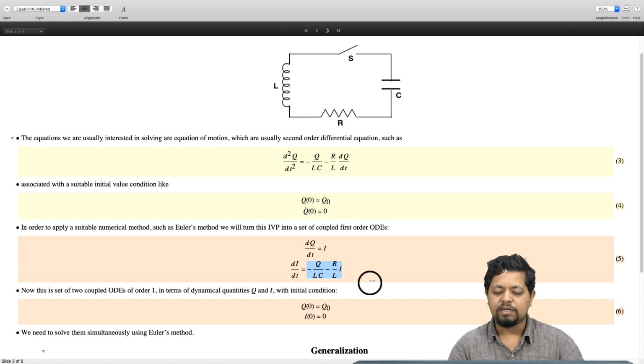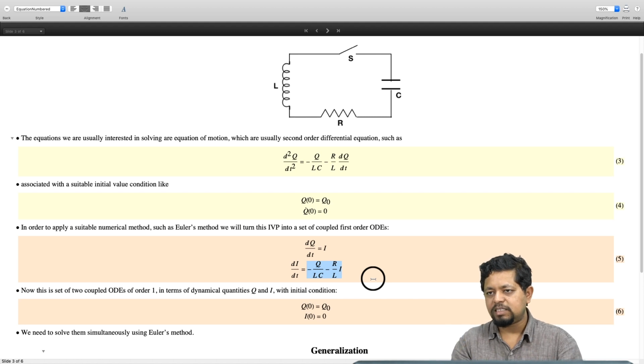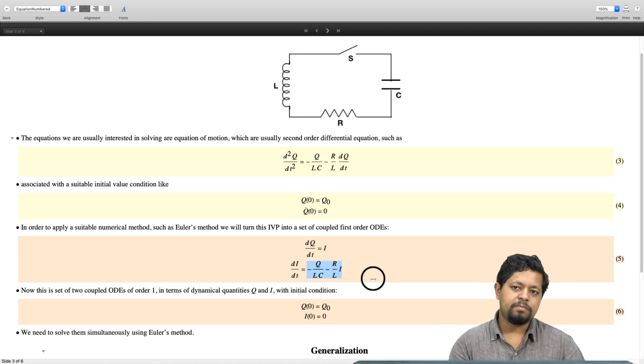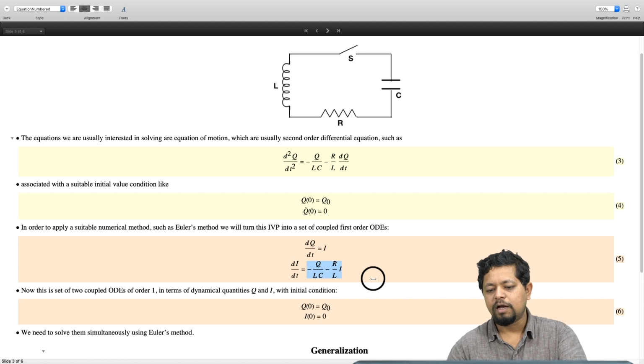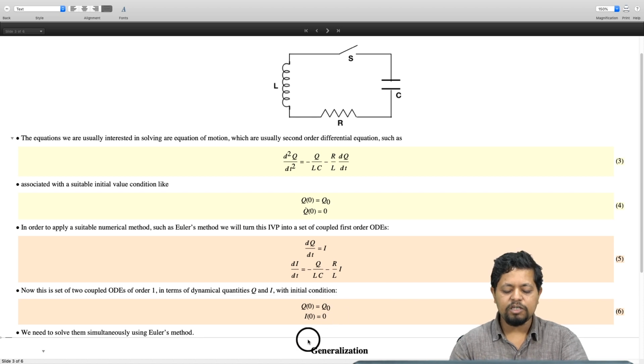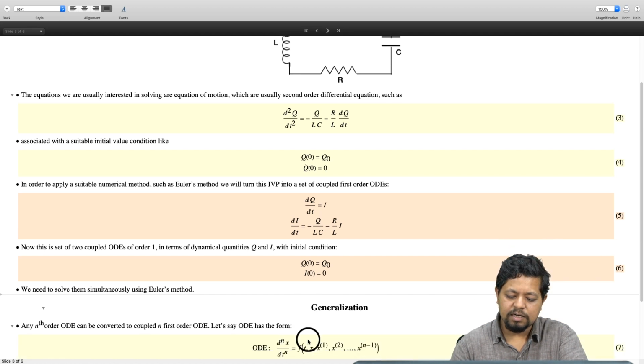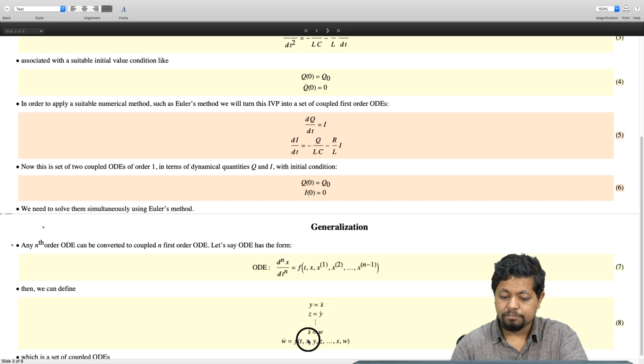So I calculate this right hand side at the previous time and multiply by dt, and that will give me di. So I can calculate subsequent dq steps and di steps and keep on incrementing them, and by doing so I can implement Euler's method to find both I as a function of time and q as a function of time. Now that you have got the gist of it, you can go ahead and generalize it, and here is how the generalization works.